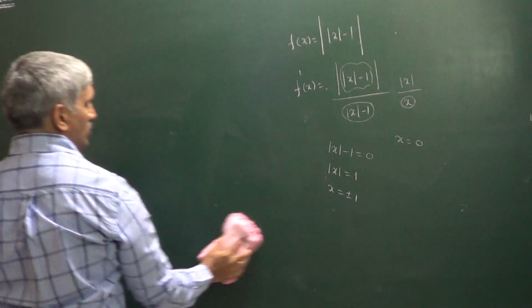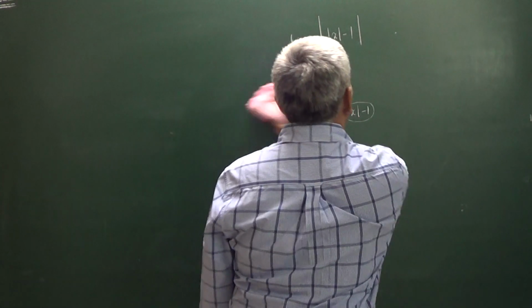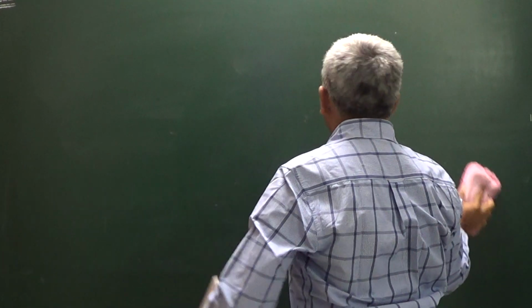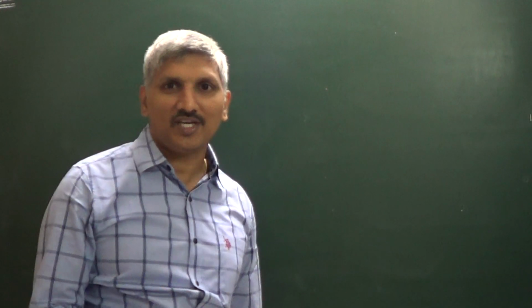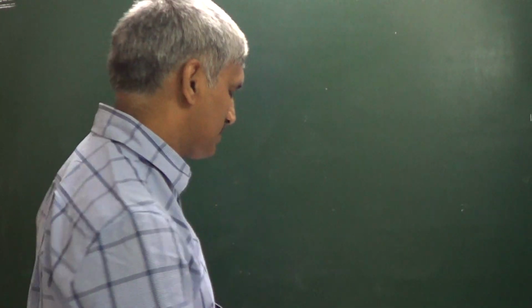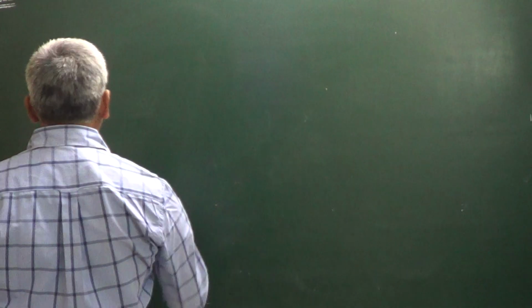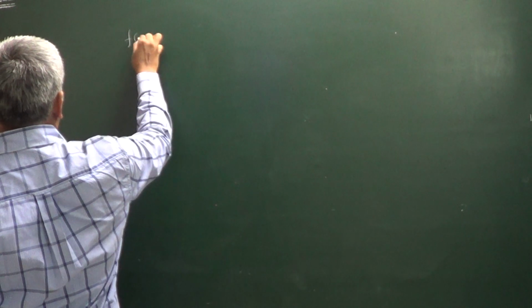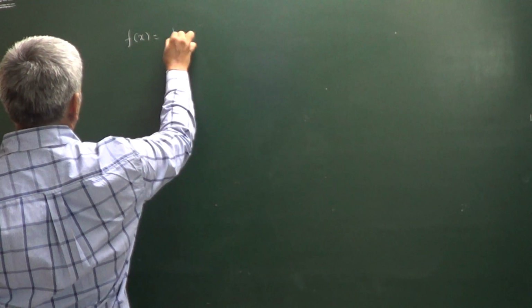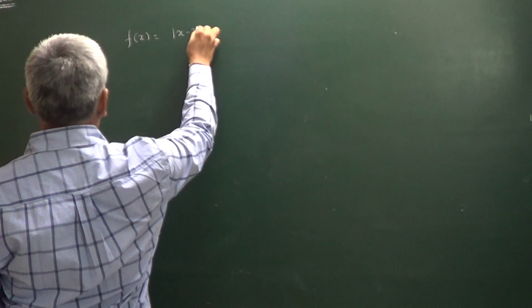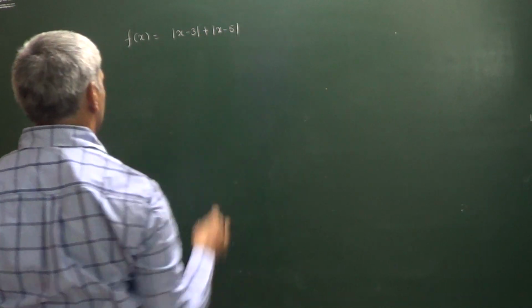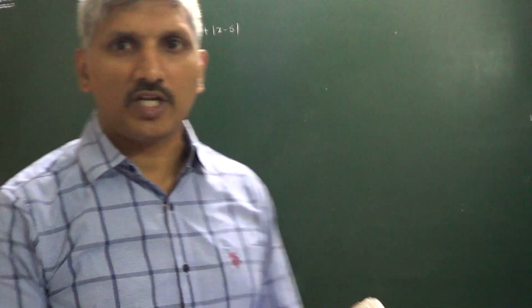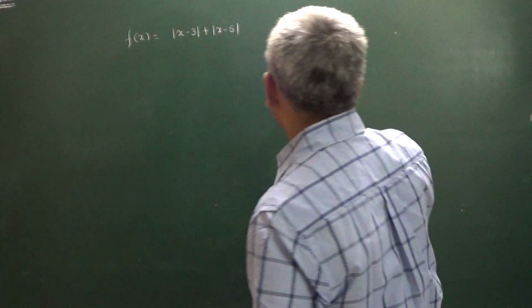So those are the two methods. One is the graph, another one is with the help of the differentiation. Only one thing you have to know, the differentiation of mod x is equal to mod x by x. Let us see, this is another question. So f of x is equal to, earlier class also we discussed this one, modulus of x minus 3 plus modulus of x minus 5. So this particular question also we will try to discuss in different ways.